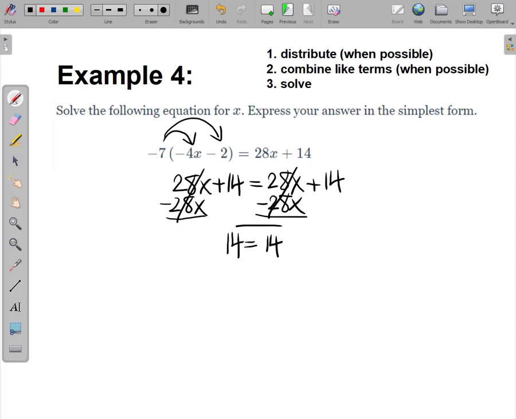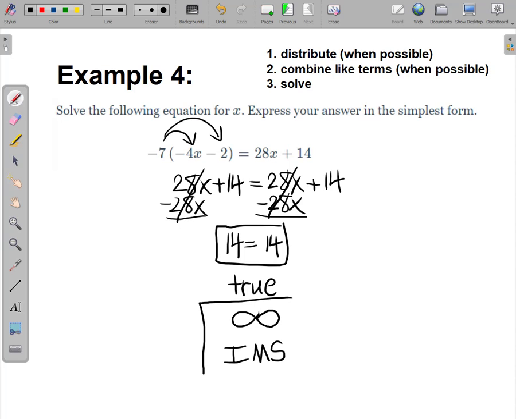Now notice right here, 14 is equal to 14, and this is true. So in your attempt to isolate the variable, if the variable disappears but you're left with a true statement, then you're going to say that it's infinitely many. And I'm feeling a little bit lazy, so I'm just going to use the symbol for infinitely many. Or I think I let you put IMS to stand for infinitely many solutions. Or I guess you could write the words out.